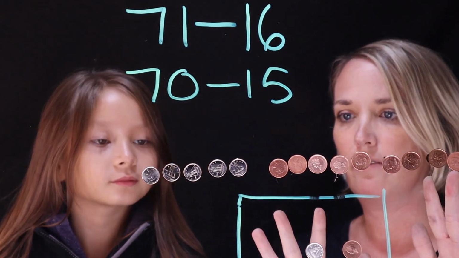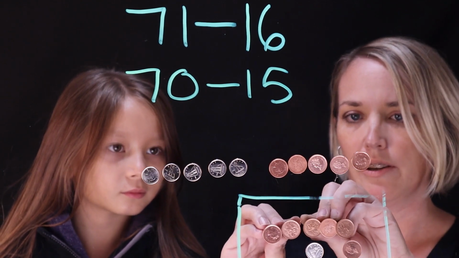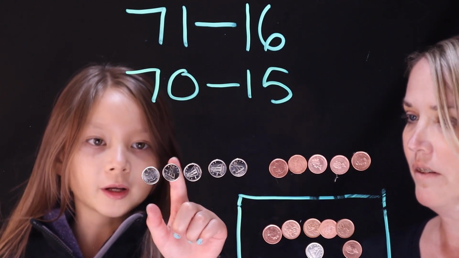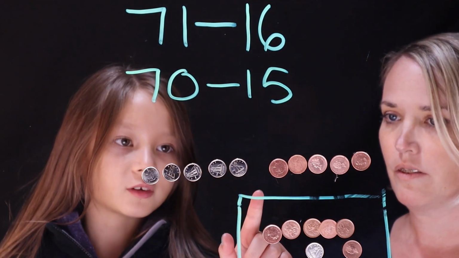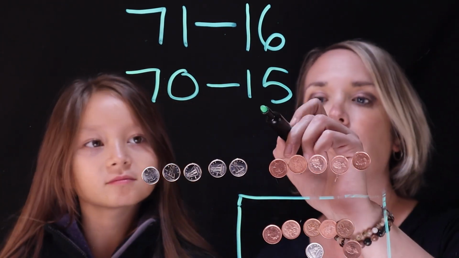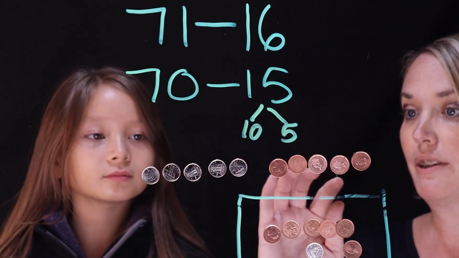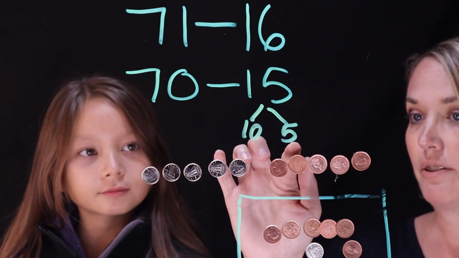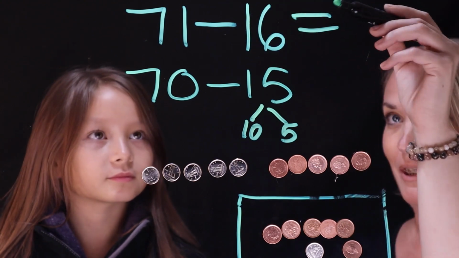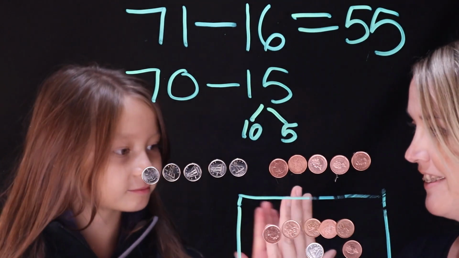Okay, and now you're gonna take away 5 more, right? So I'll move these down here. All right, what are you left with? 1, 2, 3, 4, 5, 50. 1, 2, 3, 4, 5. Okay. So 55. So let's just recap for everyone. So you went 70 minus 10 gives you 60, and then 60 minus 5 gives you 55. So the original question, 71 minus 16, equals 55. That was so nice. Thank you.